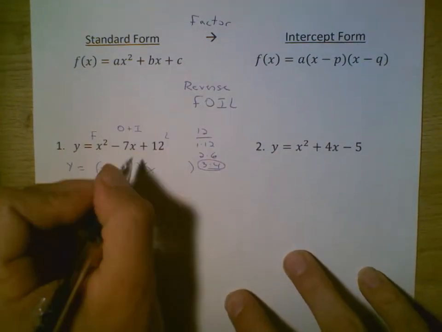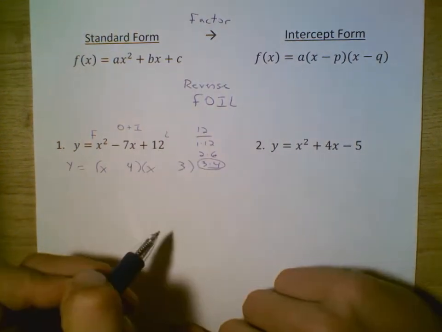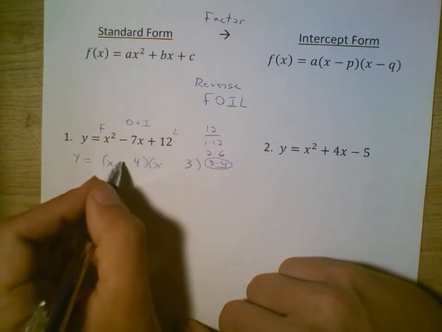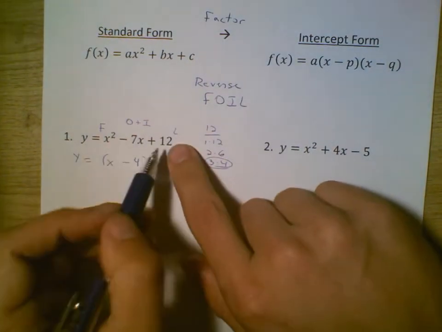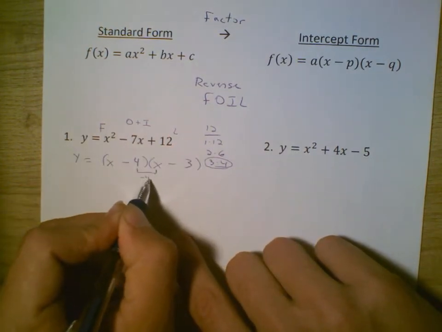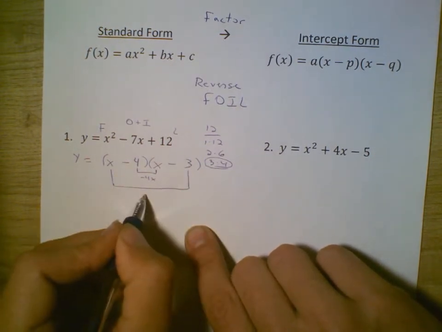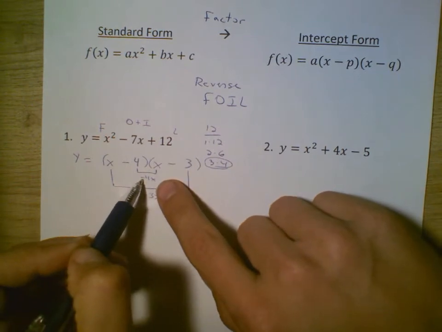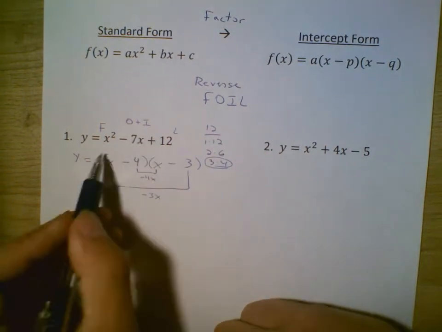So I'm going to write 4 times 3, right? Last times last should give me the last. And if I want a negative 7 in the middle, but I want a positive 12, I'm just going to make them both negative. Negative 4 times negative 3 is positive 12. And if I check it, that's going to give me negative 4x, and the outside is going to give me negative 3x. So when I check the O plus the I, negative 3x plus negative 4x is negative 7x. So this is the factored form.